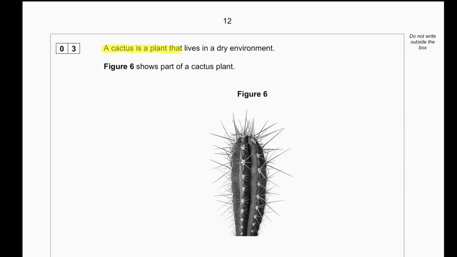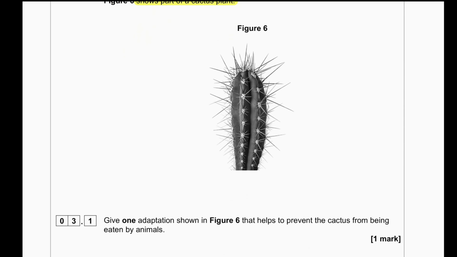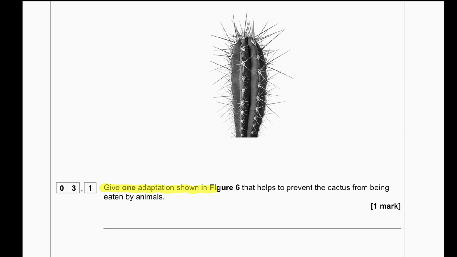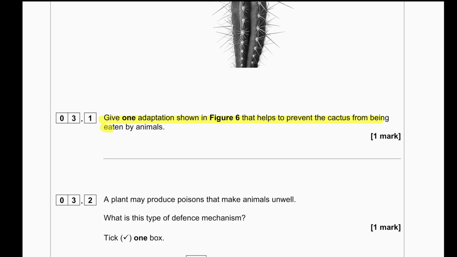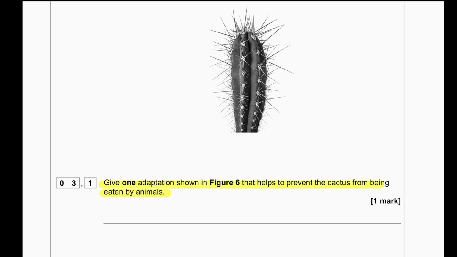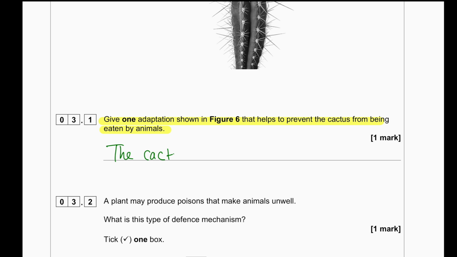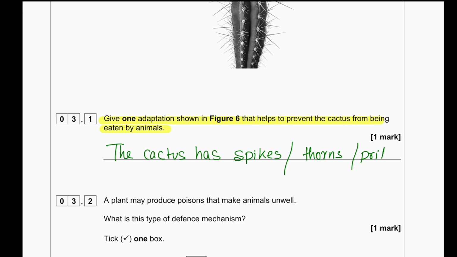A cactus is a plant that lives in a dry environment. Figure 6 shows a cactus plant. Give one adaptation shown in figure 6 that helps to prevent the cactus from being eaten by animals. We can see the cactus plant has a lot of spikes or thorns, which will hurt the herbivorous animal when it tries to eat it. So the answer will be it has spikes, or we can say thorns or prickles.